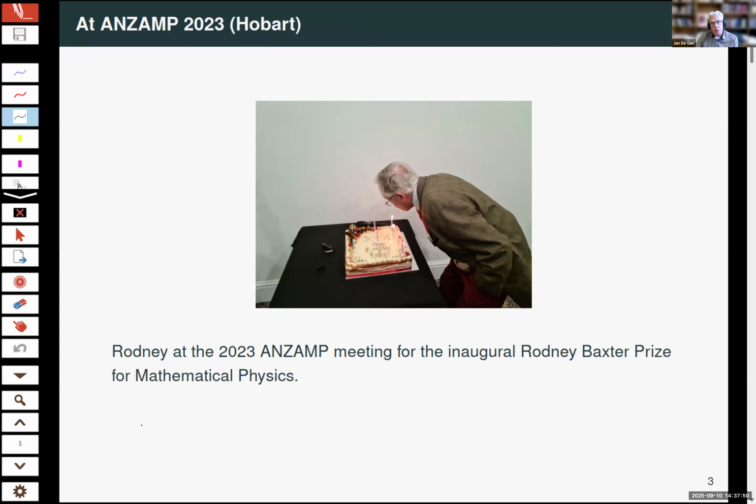Hobart for the inaugural Rodney Baxter Prize in Mathematical Physics. And so here's a picture of Rodney at this more festive occasion, blowing out the candles. And if you look carefully, you'll see famous lines on the cake there. All right.